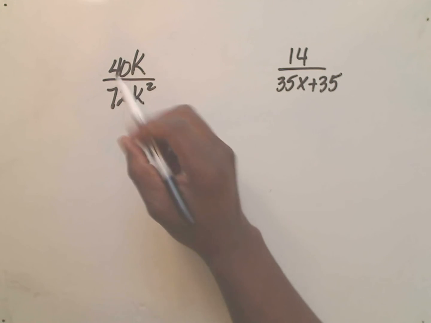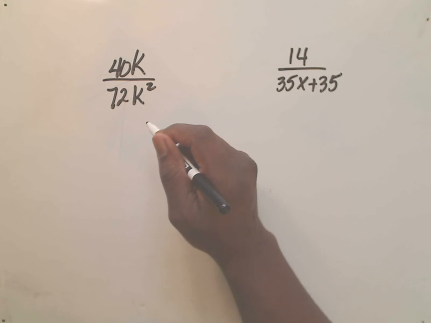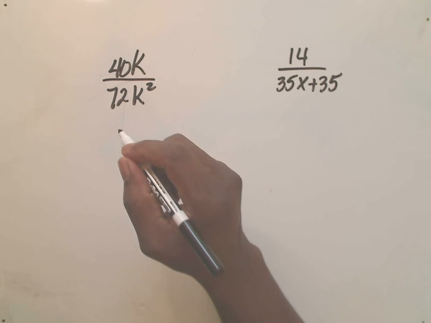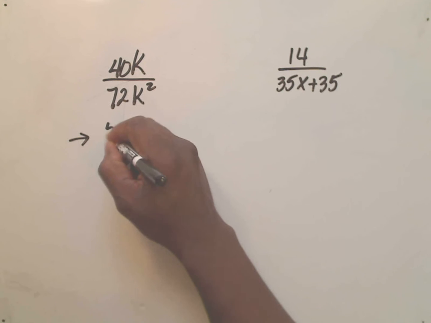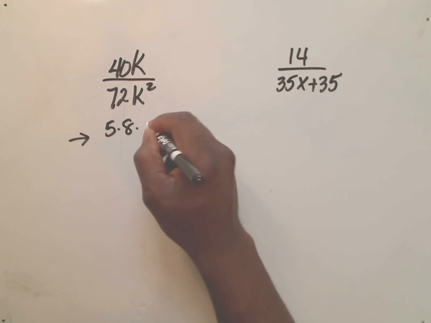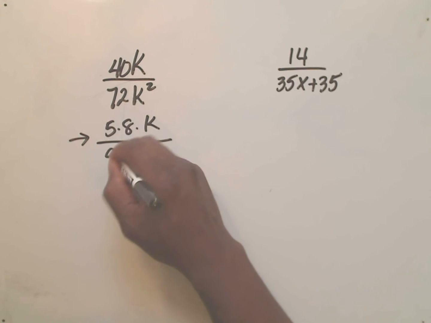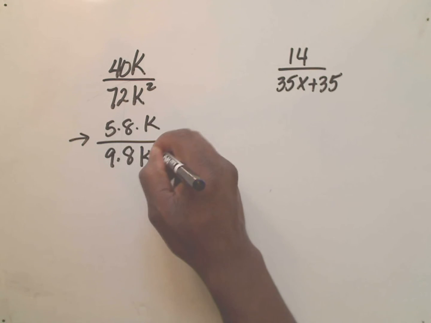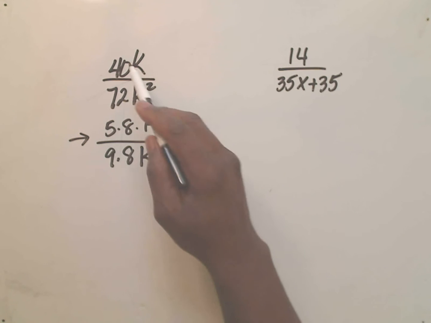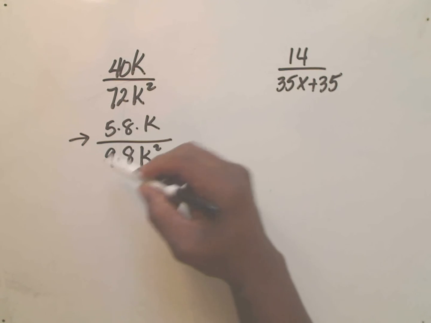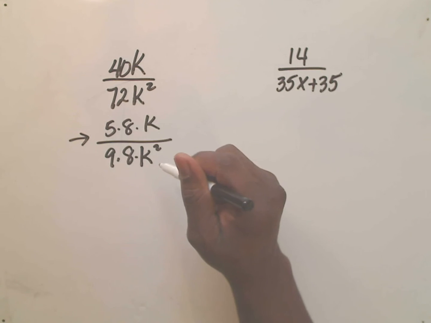Now, we know that 40 is 5 times 8, and we know that 72 is 9 times 8. So, just to give you a picture of how it looks using numbers, let's just write that out, for the sake of simplifying, to show ourselves the pattern here. So we get 5 times 8 times k is the same thing as 40k, and 9 times 8 times k squared is the same thing as 72k squared.